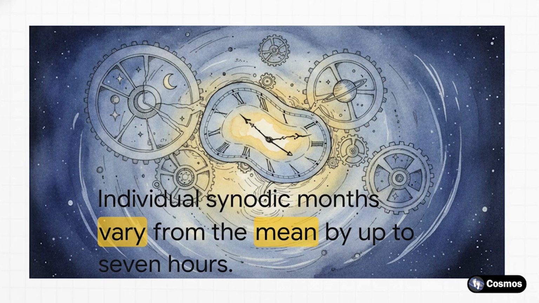Now, if you thought 29 days, 12 hours, 44 minutes, and 3 seconds was complicated enough, let's go ahead and introduce the bug in this system: the time shift. Individual synodic months are not constant, not even close. In fact, they can vary from that mean average we just talked about by up to 7 entire hours. Our cosmic clock is constantly fluctuating. Every single month is literally a slightly different length than the one that came right before it.